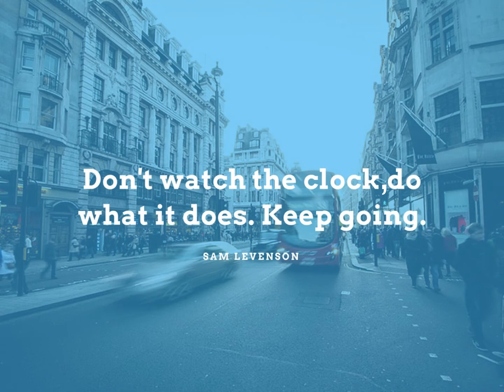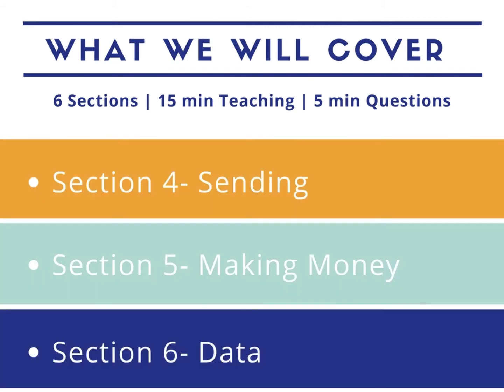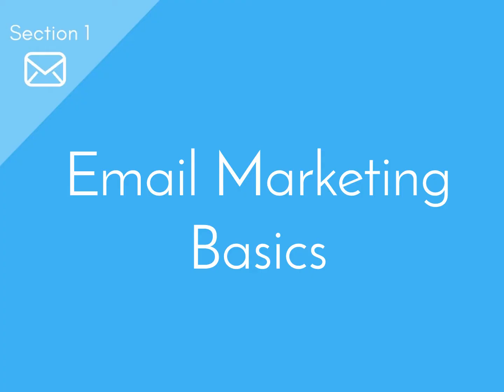All right. I want to remind you guys that we are going to be really busy. We're going to be blowing through a lot of this information quickly. And here are the things that we're going to cover. Okay. We have 6 different sections. There's going to be 15 minutes of teaching and 5 minutes of questions. Section 1, we're going to cover the basics. Section 2 is going to be subscribers. Section 3 is going to talk about content. Section 4 will be sending your email. Section 5, making money. And Section 6 will be all about data. So without further ado, let's go ahead and jump right on in with Section 1, email marketing basics.